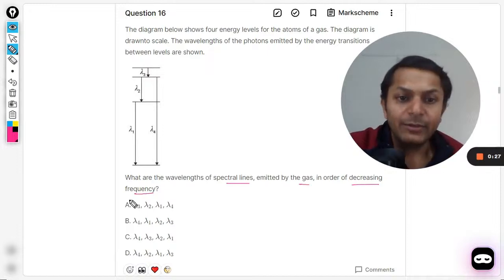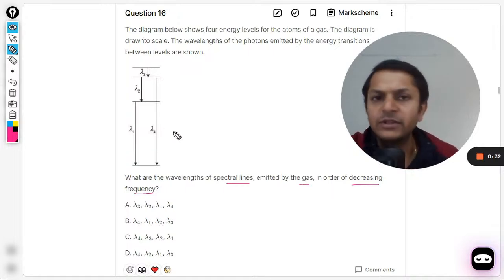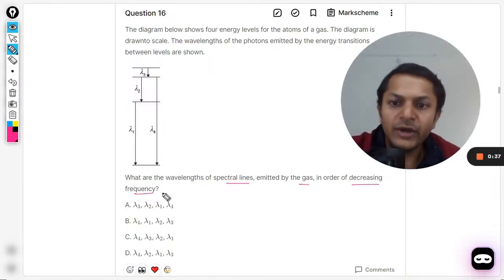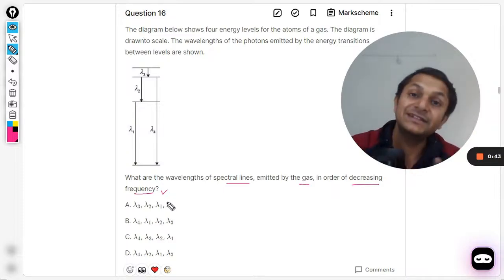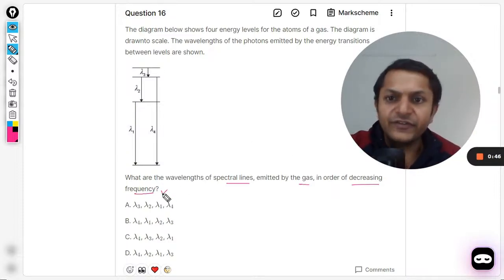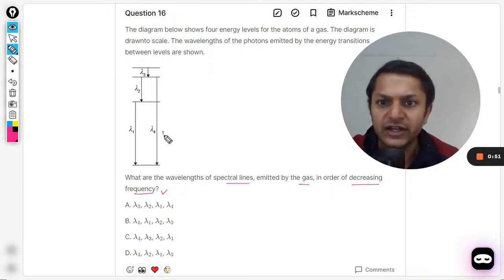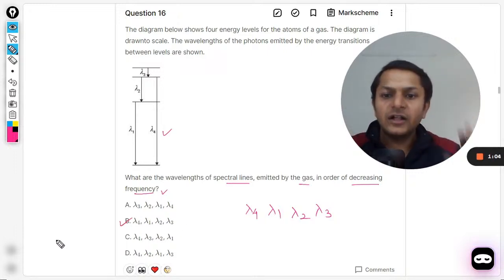Okay, so it's a bit confusing. They're talking about the wavelength and the frequency, but don't worry. Lambda 1, lambda 2, lambda 3 is just for the sake of telling which transition we are talking about. But we have to arrange these into the order of decreasing frequency. It means decreasing energy. So decreasing frequency means that the energy gap should be decreasing. So what is the biggest energy gap you see here? Lambda 4. So lambda 4 is biggest, and then lambda 1 clearly, and then lambda 2, and then lambda 3. So lambda 4, lambda 1, lambda 2, lambda 3. B is the answer for this question.